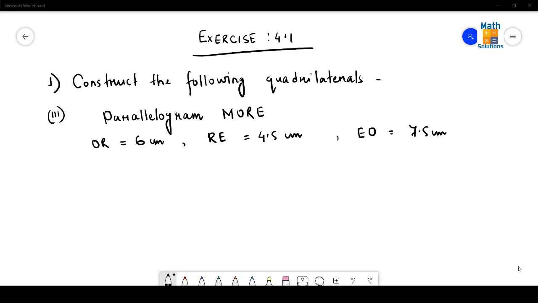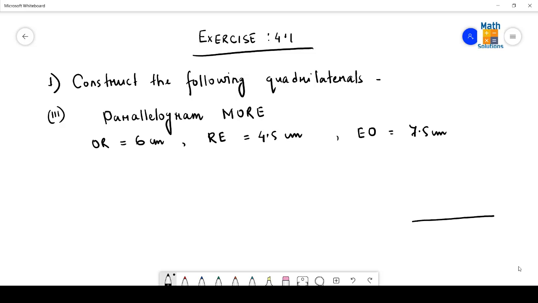Actually we need to construct parallelogram MORE where OR is given to be 6 cm, RE is given to be 4.5 cm and EO is given to be 7.5 cm. Now for our convenience we need to first draw a rough sketch. So suppose I'm drawing OR first. This is OR.